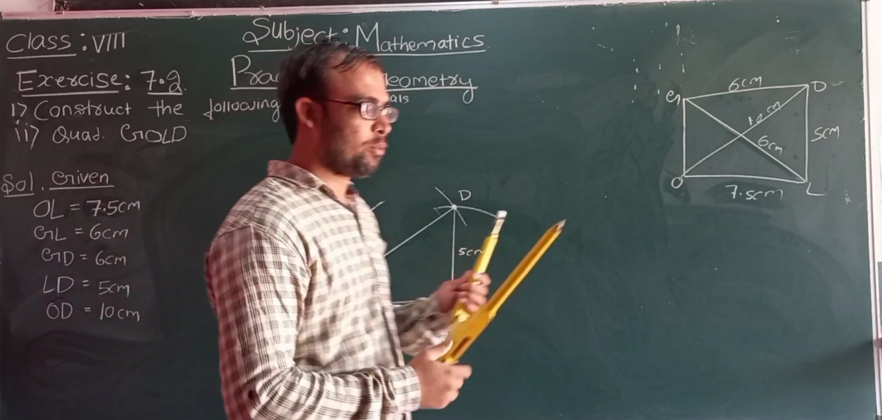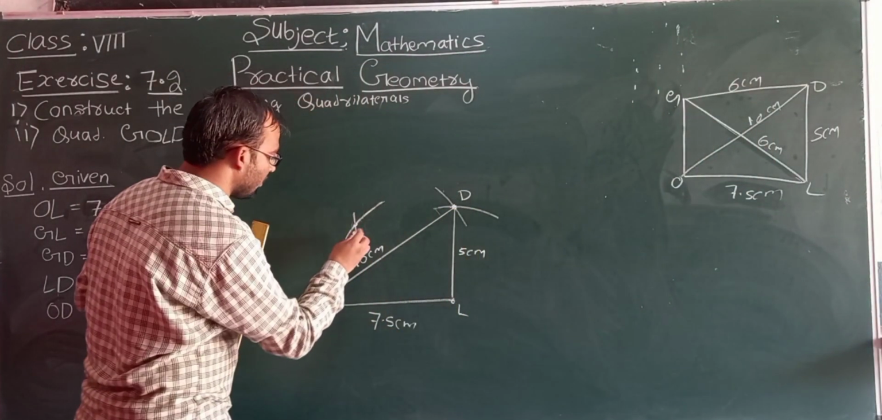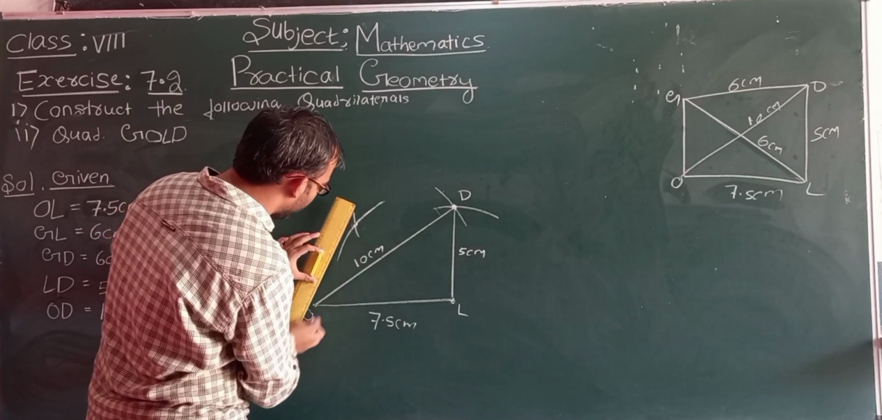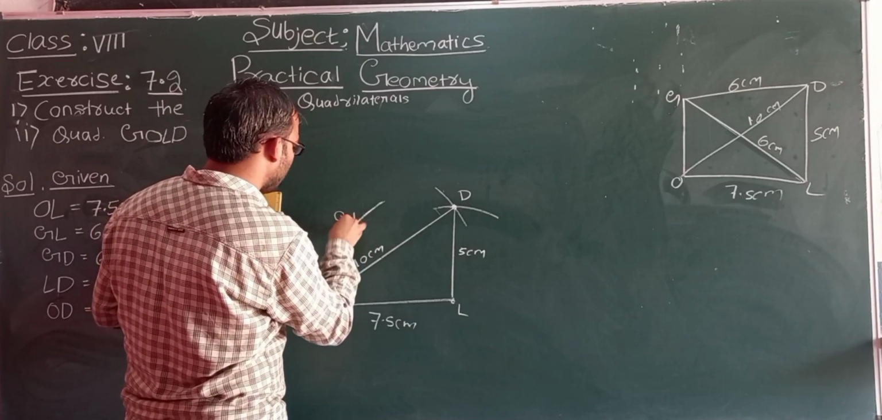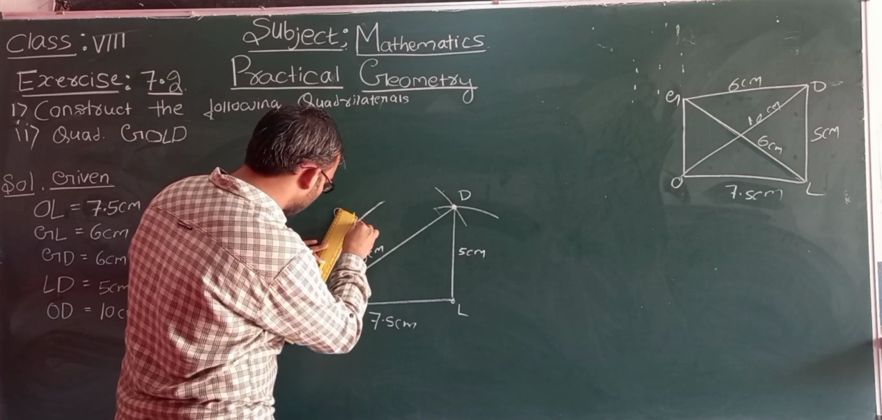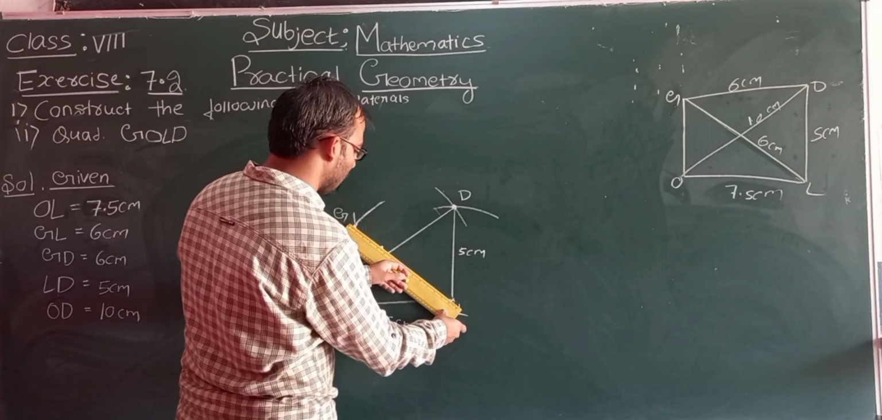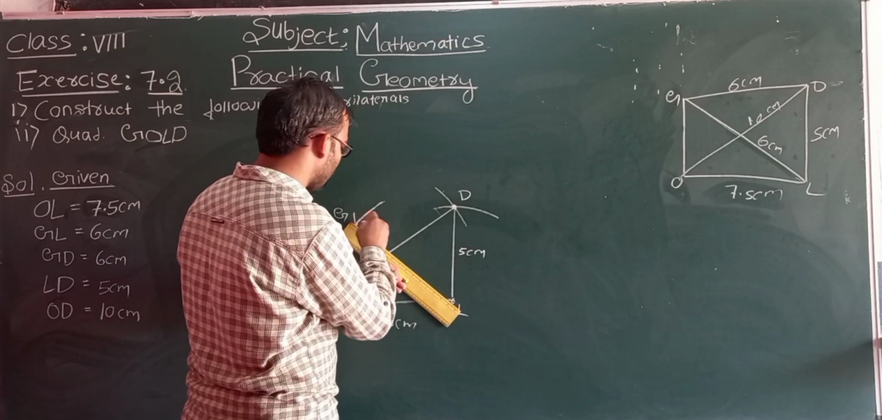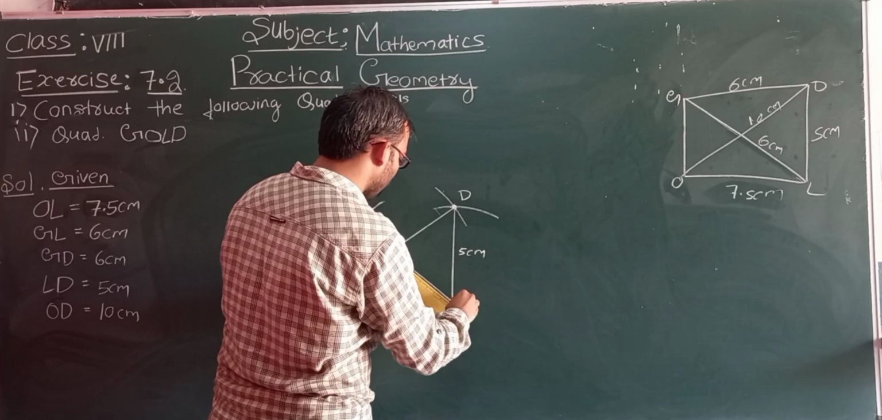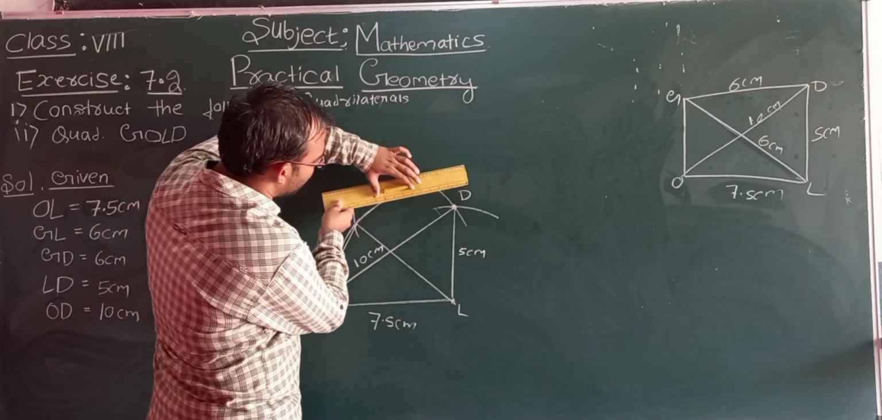Next, join the point of intersection. Now students, join the point. This will be G. So join G, O. Next, GL. You have forgotten to join this. Join GL. Next, join GD.